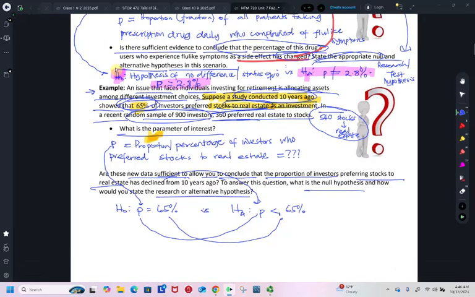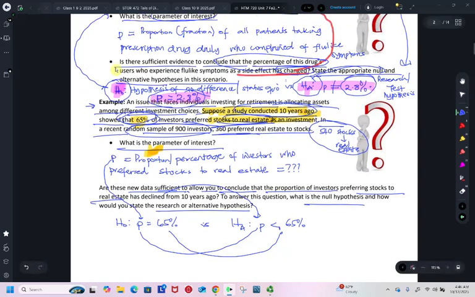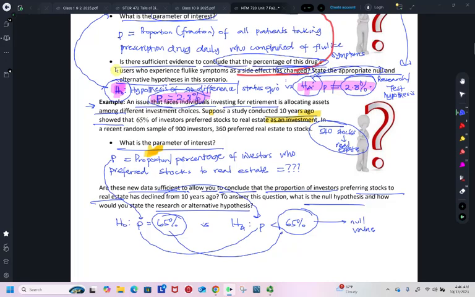At this point, it is instructive to note something. Whenever you write your null and alternative hypothesis, they must contain the same value: 2.8% in the first example, and in the second example, 65%. This value is known as the null value. The same goes with 2.8% here. This is also the null value in the first example. So this guy, 2.8%, is regarded as the null value.